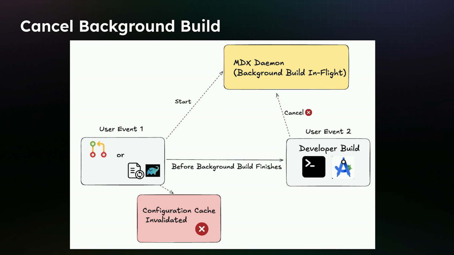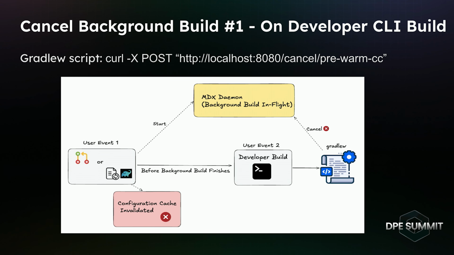This would mean a regression in build performance from a developer perspective. So if a developer initiates a build while a background build is still running, the background build should be canceled. Developer builds should always take priority over background builds to ensure that there's no regression in developer experience. When a developer executes a build from the command line, Gradle wrapper script gets invoked. We can again execute a curl command from within the Gradle wrapper script to make a request to the daemon's cancel endpoint to stop the background build.